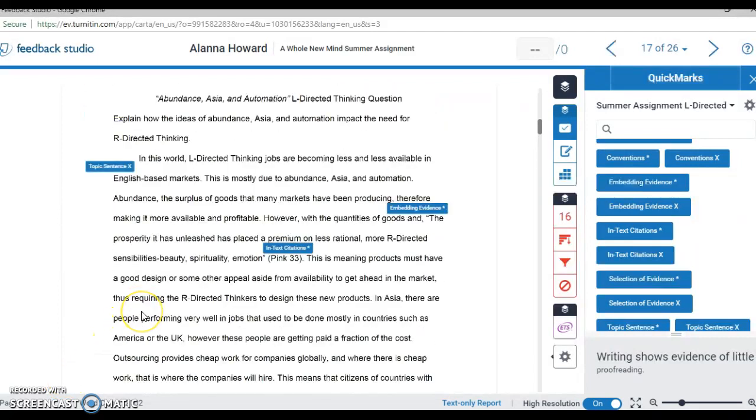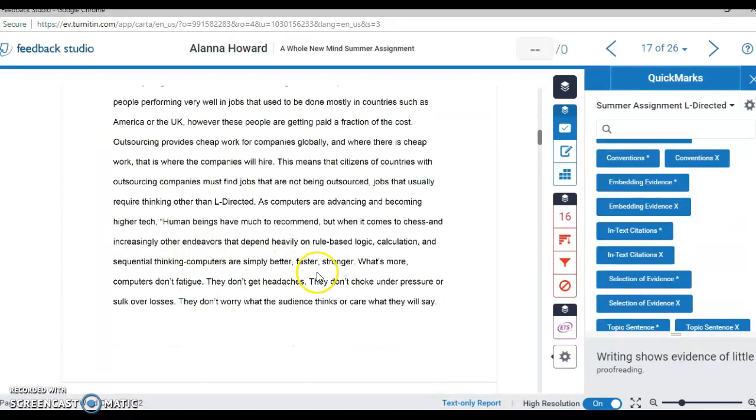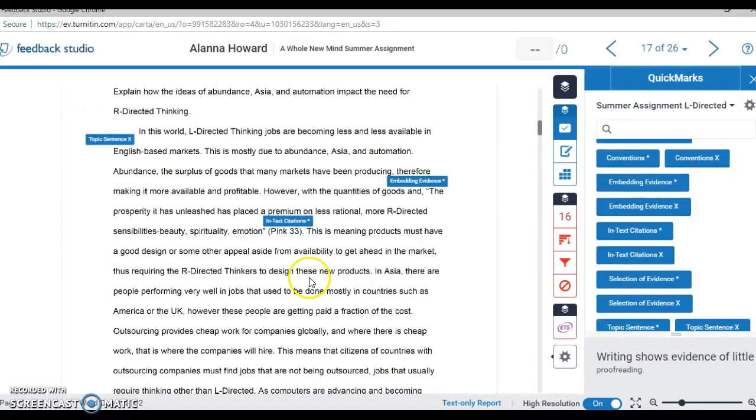Okay, next I looked at evidence. I think you had a good selection of evidence. So here you talk about abundance. Down here you talk more about automation. So I thought that was a nice way to differentiate your pieces of evidence and really develop the paragraph. You're also really close to embedding or integrating your evidence correctly.